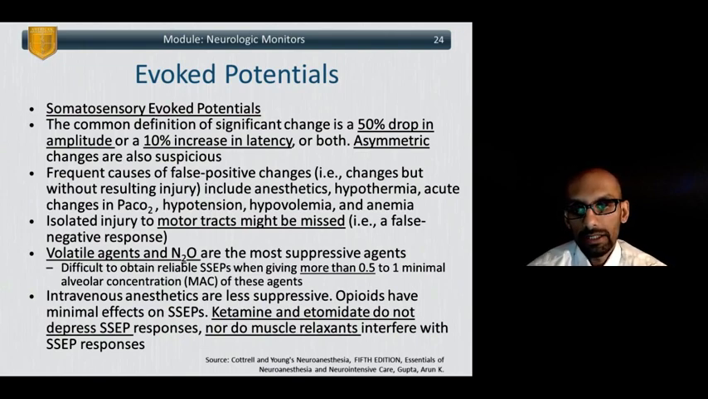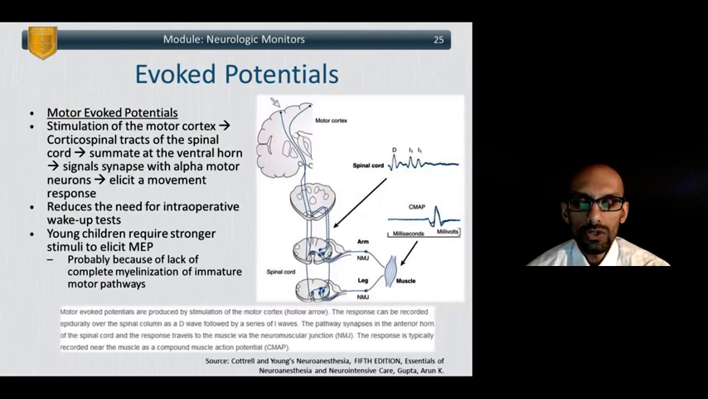Volatile anesthetic agents and nitrous are the most suppressive agents, and it's pretty difficult to obtain reliable SSEPs when you're giving more than about a half MAC of these agents. So we typically run intravenous anesthetics to compensate, which are far more forgiving. Opiates have minimal effects on SSEPs. Ketamine and etomidate don't really suppress SSEPs, and muscle relaxants, of course, don't interfere with them either. So overall, volatile anesthetic agents and nitrous are the most impactful drugs on this sort of monitoring.